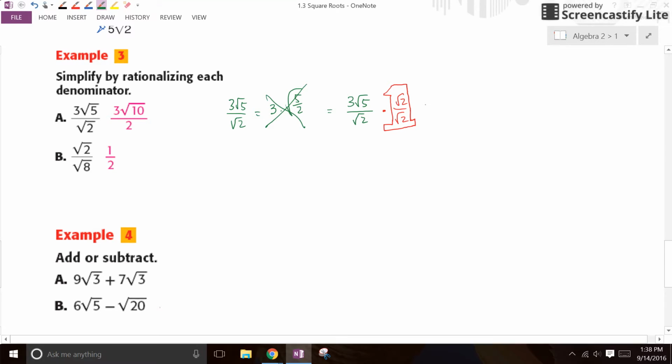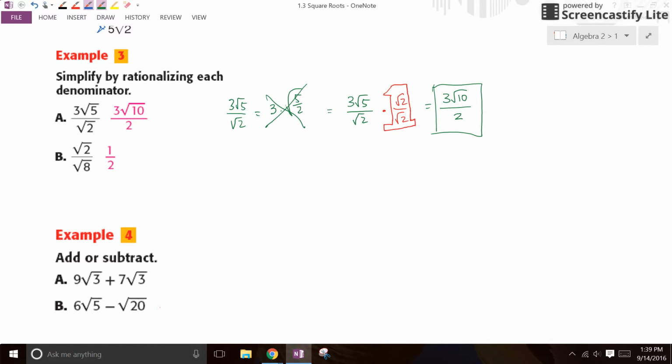So now I go over here and I go, all right, this is 3 times root 5 times root 2 is root 10. That doesn't reduce, but root 2 times root 2 is 2. I check to make sure the 3 and the 2 don't reduce. I'm not going to reduce the 10 and the 2 because one's under a radical and one's not. So life is good. I stop right there and I'm done. Nice? Nice.